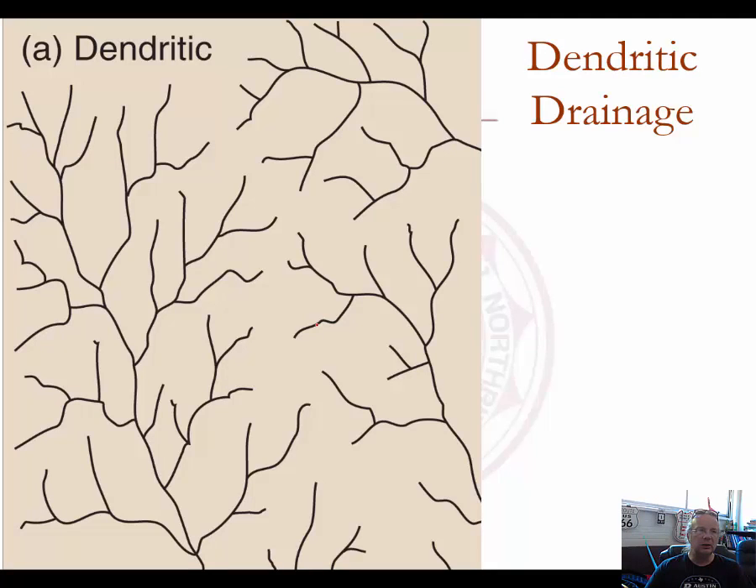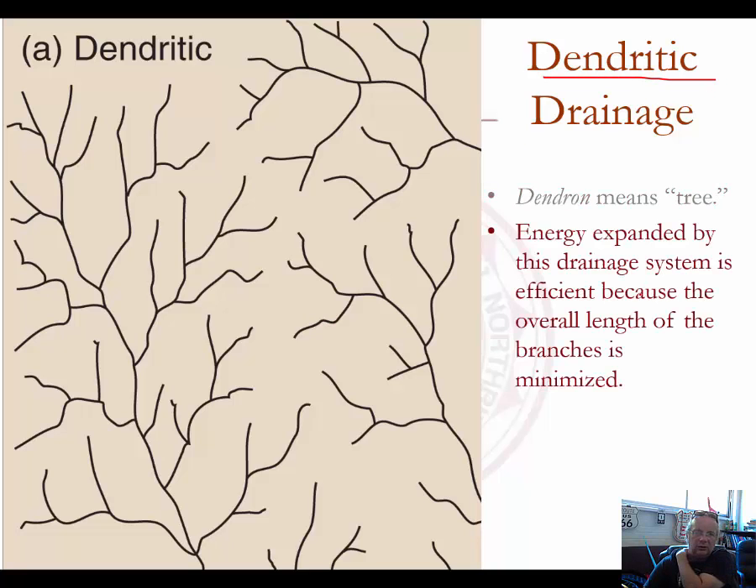The dendritic one looks like branches of a tree. In fact, dendritic is a reference to trees. This is an efficient system. The overall length of the branches is minimized, and these appear in areas where the river can erode freely across space.